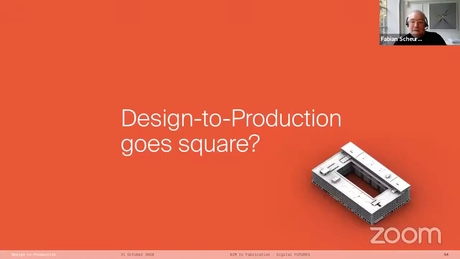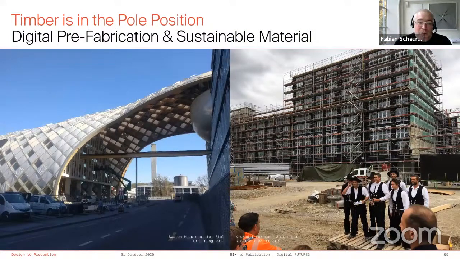So lessons learned. Are we going square? Now we've been doing those curvy things for 15 years. Are we only doing square things from now on? Probably not, but we're doing a lot more square things from now on, I think, because we think that timber really is in the pole position now. The digital prefabrication is already there. It is a sustainable material, which will become a much more important issue, as Martin already pointed out.